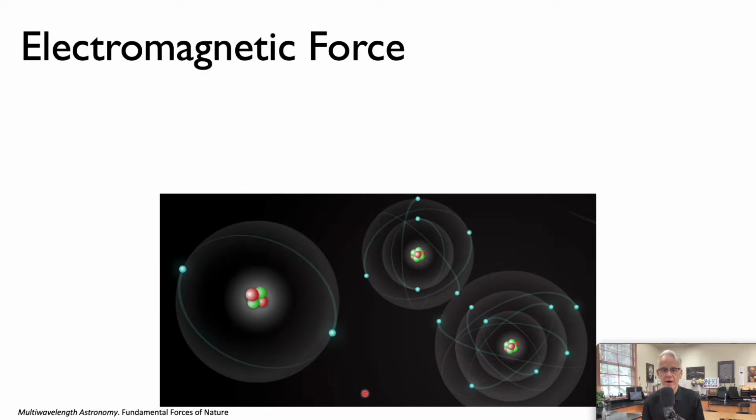The first of our fundamental forces is called the electromagnetic force. This is the force that involves electric and magnetic fields. Electric charges can be positive or negative. Negative charges come from electrons that we'll find orbiting the nucleus. Positive charges come from protons that we find in the nucleus of the atom with the neutrally charged neutrons. Like charges repel and opposite charges attract.